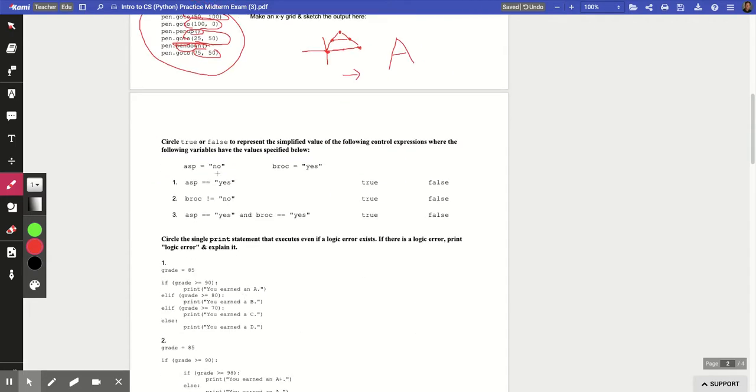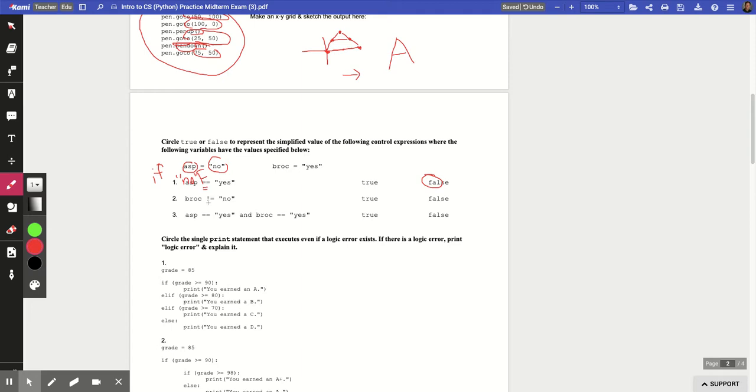This section evaluates true or false. ASP is short for asparagus in the way I teach. If it's equal to the string no, so we have the word string no here, and we're asking overall, is it true or false with this double equal symbol? Kind of like if you had that question game assignment and you had an if statement. If no is equal to yes, well, it's not. It's false. So that answer is false.